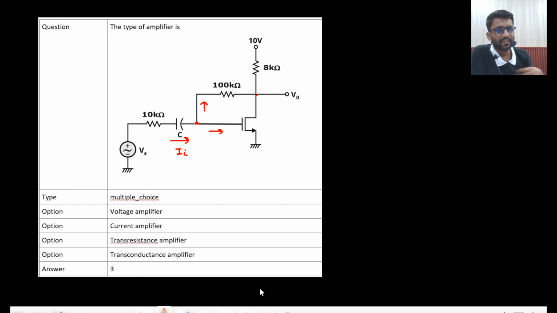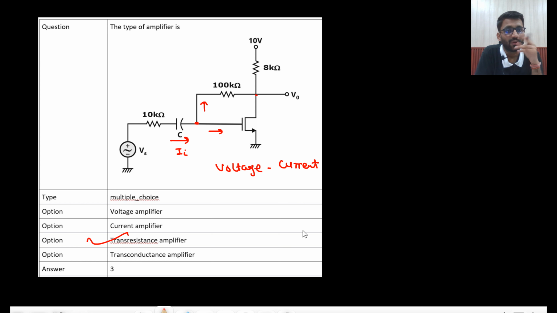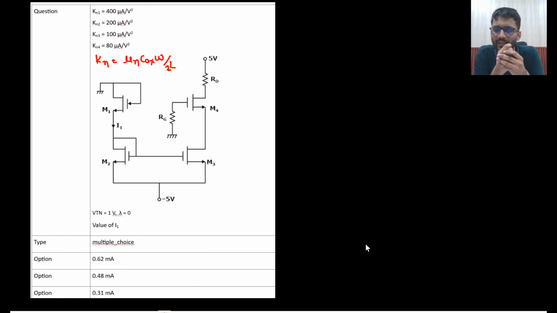So voltage sampling and current mixing. So voltage by current, output by input, voltage by current is resistance. So it is a trans-resistance amplifier. Same as the inverting amplifier using op-amp. Inverting amplifier using op-amp is also a trans-resistance amplifier because there also voltage sampling and current mixing. So that's why it is a trans-resistance amplifier. So let's see the solution of this one.